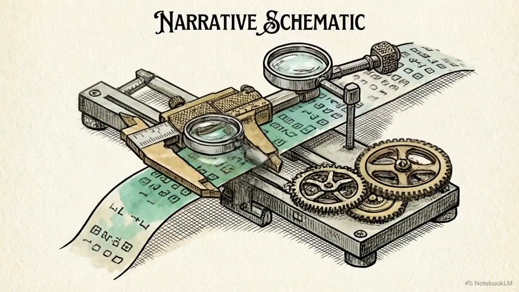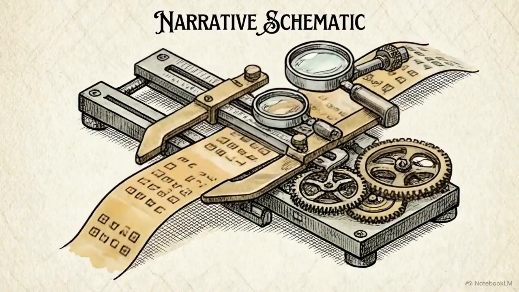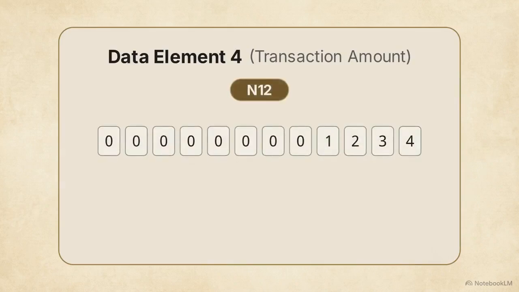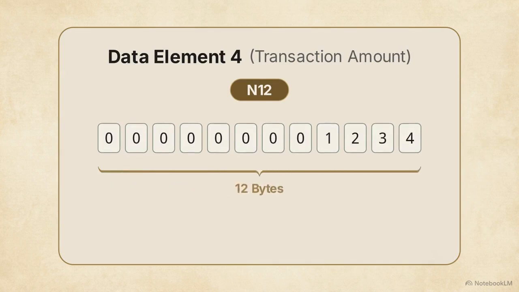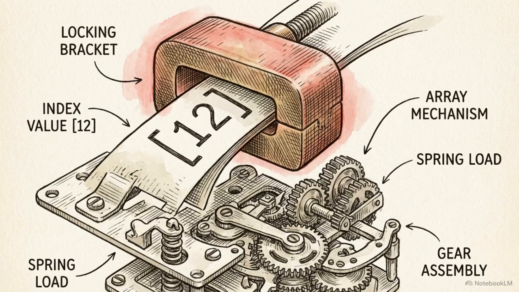The parser now needs to know exactly how many bytes to read for each one. This schematic shows a fixed data element. Data element 4, the transaction amount, is strictly defined as N12, 12 numeric characters. The logic simply counts out exactly 12 bytes and extracts them. Fixed elements are mathematically safe. The parser is hard-coded to take that exact length every single time.